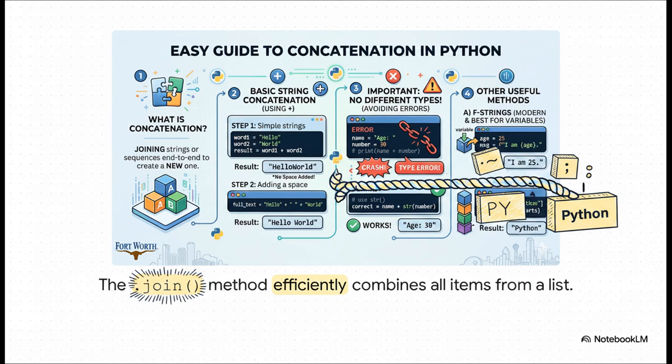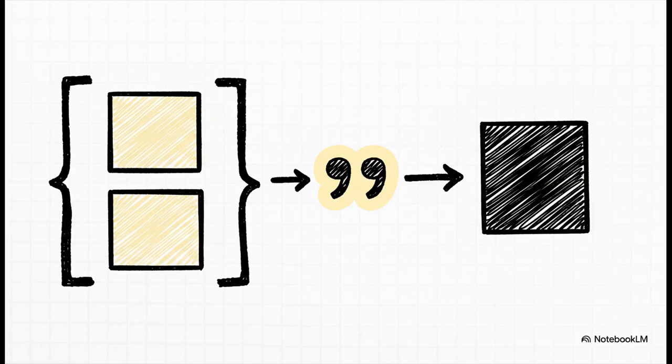It's unbelievably fast. Let's look at this example right here. Our list has two parts, pi and thon. And see that empty set of quotes right before the .join? That's our glue. We're telling Python, hey, use nothing as the glue between these parts, and boom, it seamlessly joins them together to form the word Python.